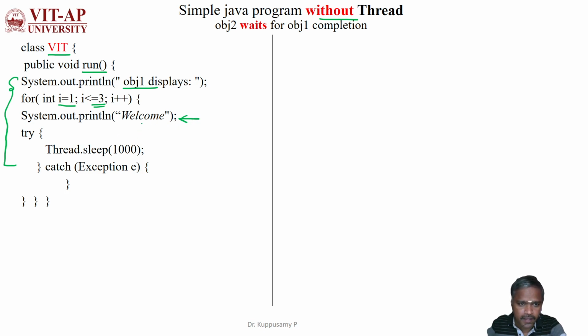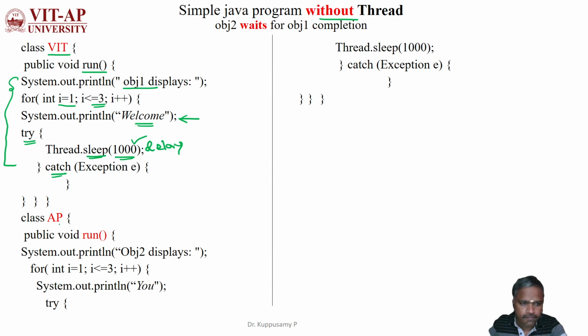After displaying the first iteration, it is introducing a 1000 milliseconds sleep, that means a delay of 1000 milliseconds, which is equivalent to 1 second. Then if there is any exception, it is handled by using the try catch exception handling method.